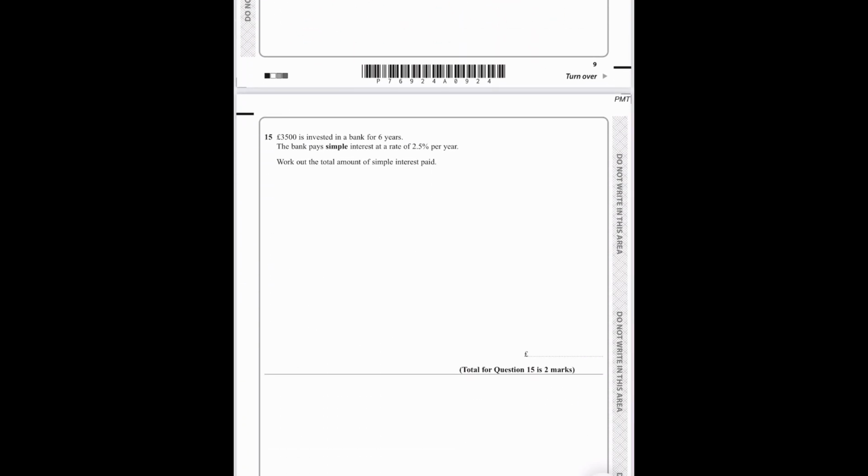£3,500 is invested in a bank for 6 years. This is simple interest at a rate of 2.5%. So 2.5% of 3,500 equals £87.50. And then that is per year, and it's 6 years. So we times that £87.50 by 6 years to get the answer of £525.